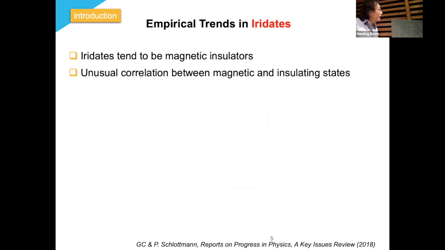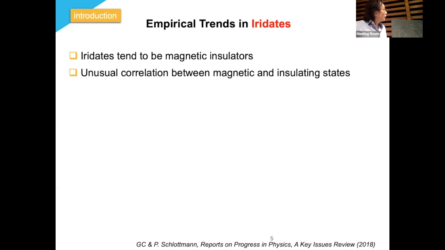For iridates, we have a few things to say. Again, these are empirical trends or observations in these materials. Iridates tend to be magnetic insulating, and this was actually very puzzling when we started this study in the mid-90s, because as we said earlier, iridates have 5D electrons, and they should have extended orbitals. So we should expect the system to be less correlated, less insulating, less magnetic, and more metallic.